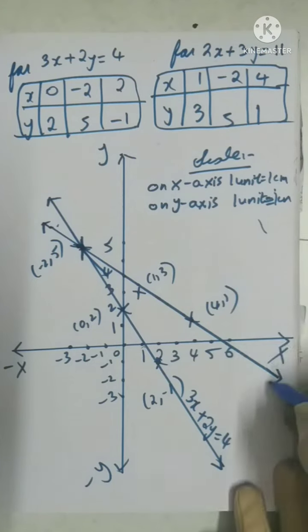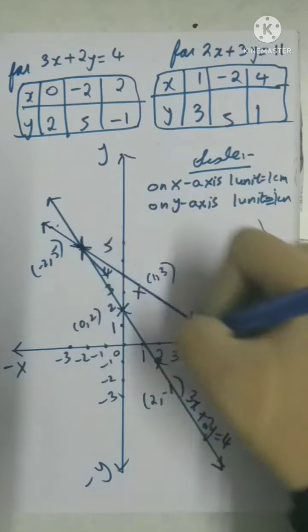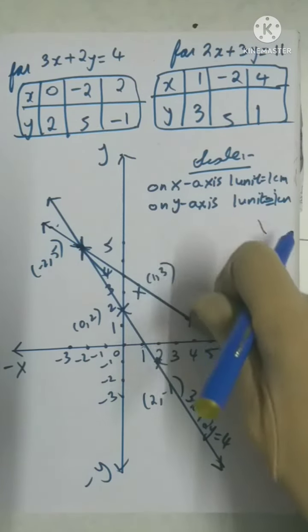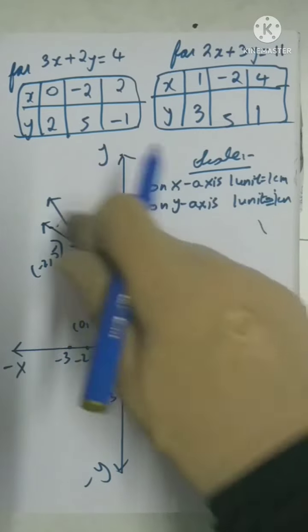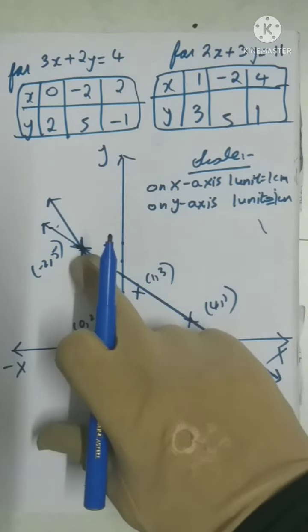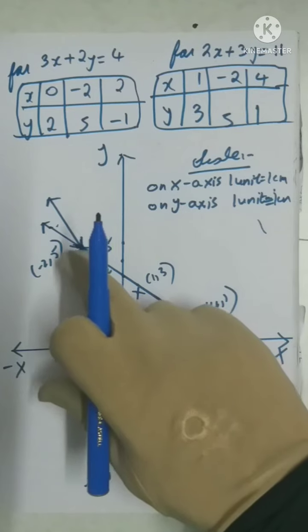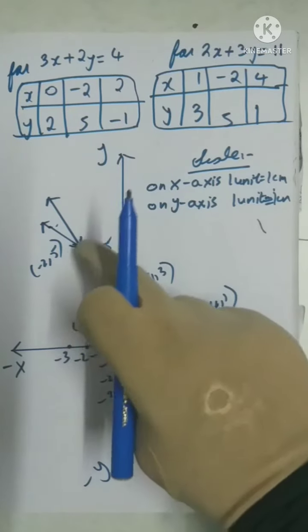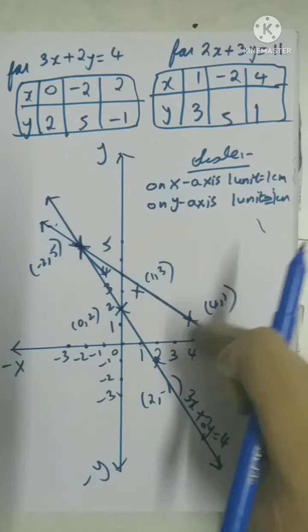There is a possibility that these 3 points might not meet. So what you do is you join this point and this point. Why am I joining this point and this point? Because I know for sure that this point is common for both the lines. So I'm going to join this point and this point.